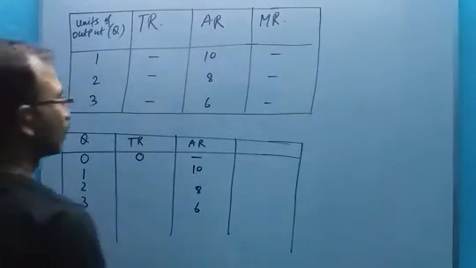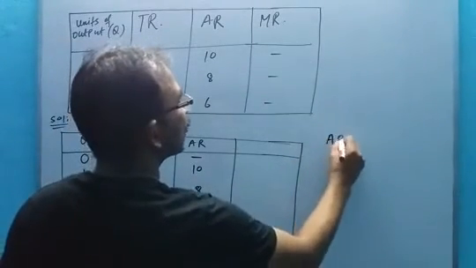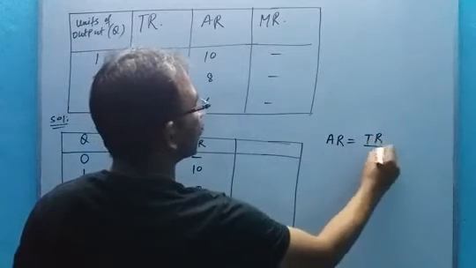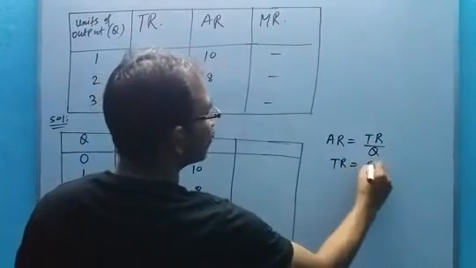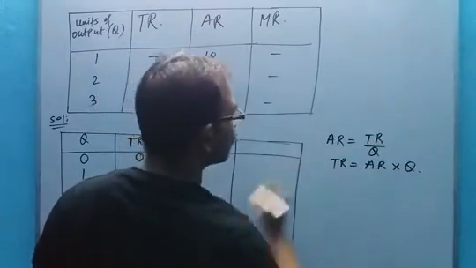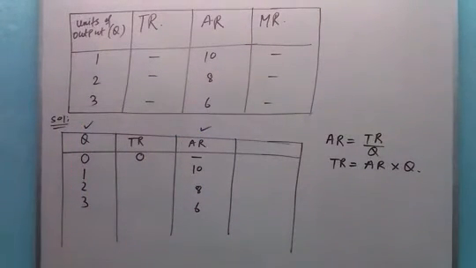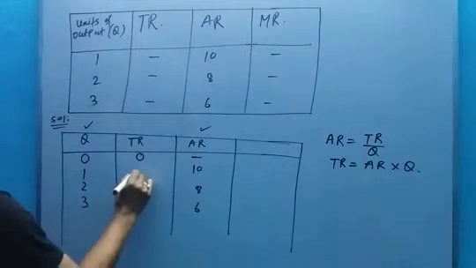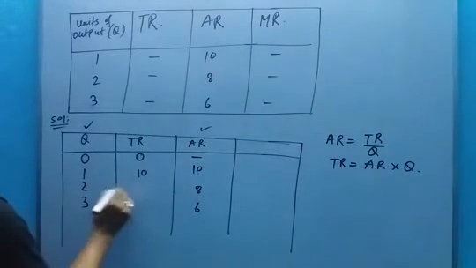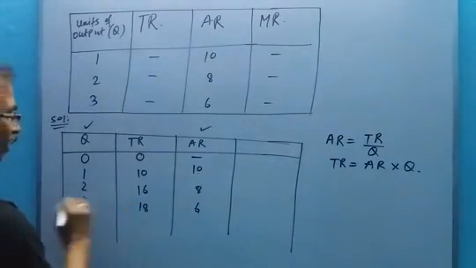Now you have to find the total revenue column. We know that AR is equal to TR by Q. Now TR is equal to AR into Q. AR is this and quantity Q is this. If you multiply AR into Q, then we can get the TR. Now 10 into 1 is 10. 8 into 2 is 16. 6 into 3 is 18.